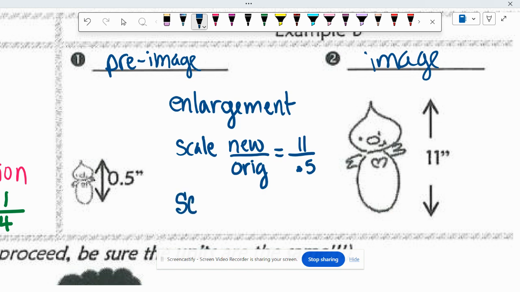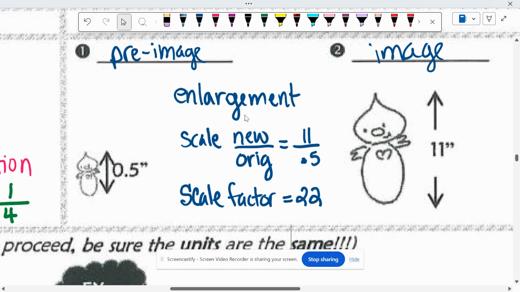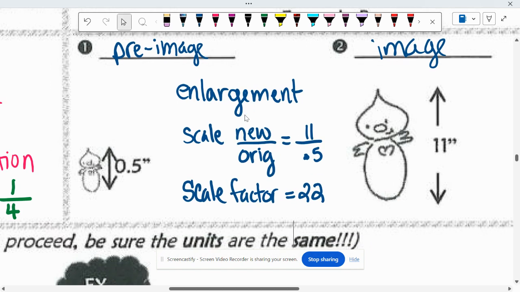So what is the actual scale factor? What is 11 divided by 1/2? It's not 11 divided by 2, it's 11 divided by 1/2. 11 divided by 2 is 5.5. 11 divided by 1/2 is 22, right? So the scale of enlargement is 22, it is made 22 times larger. Okay. Questions?